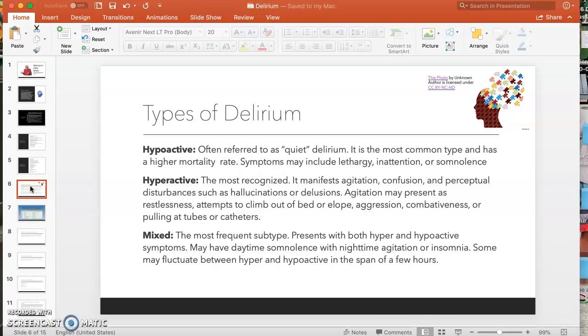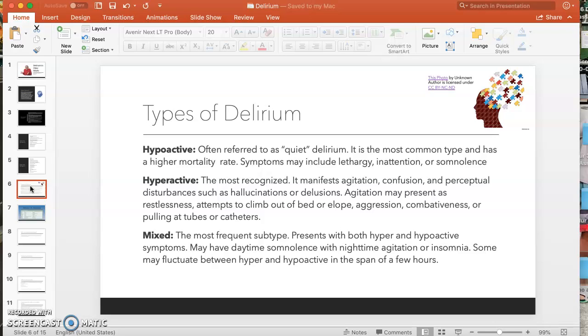So there are different types of delirium. There is a hypoactive delirium. This is often referred to as the quiet delirium. It is the most common type and has a high mortality rate. Symptoms may include lethargy, inattention, or somnolence.